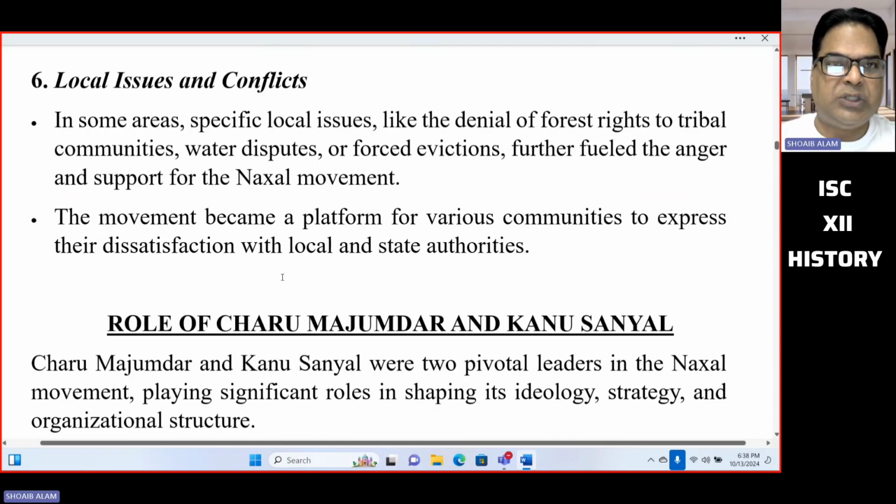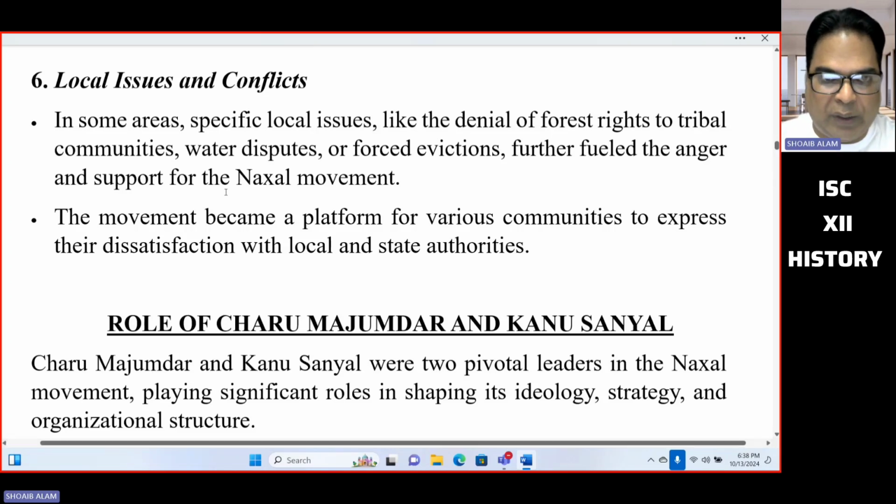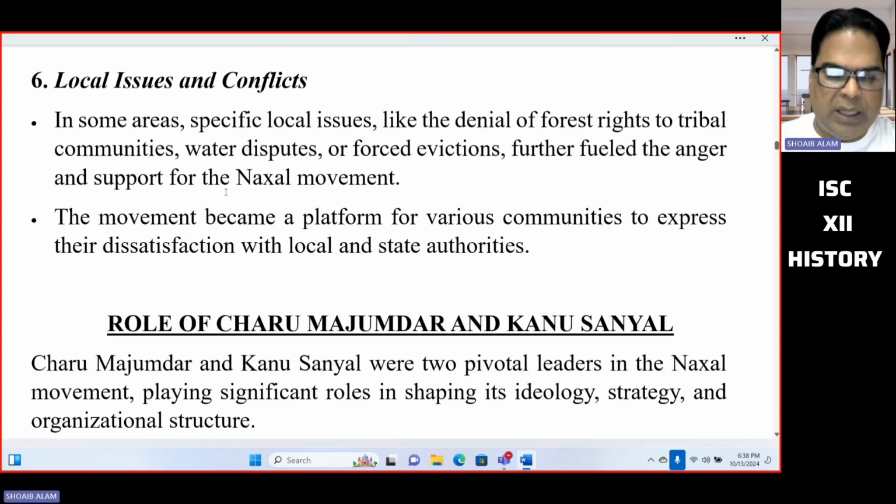Now there were local issues and conflicts. In some areas, specific local issues like denial of forest rights to tribal communities, water disputes, and forced evictions further fueled the anger and support for the Naxal movement. So all these are the causes which gave rise to the Naxal movement.